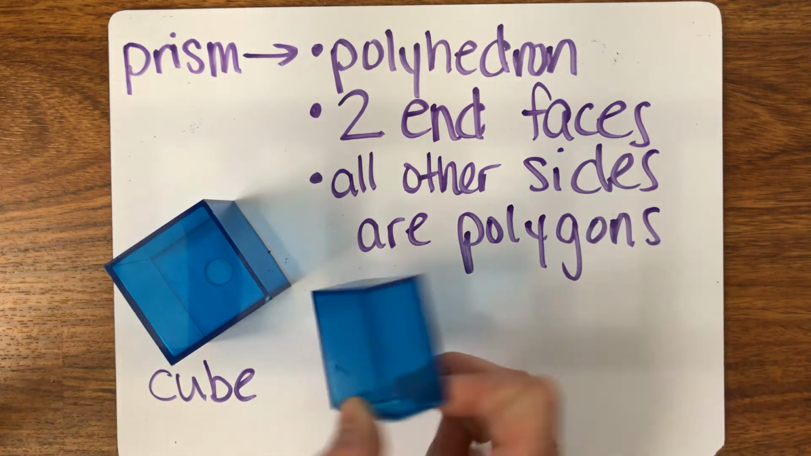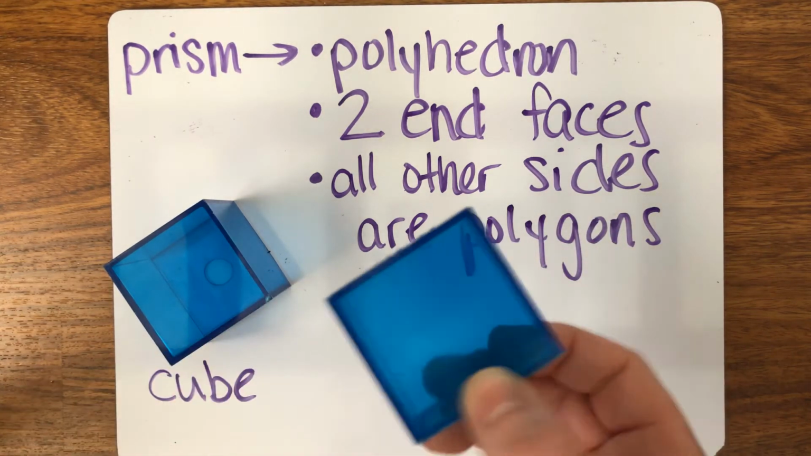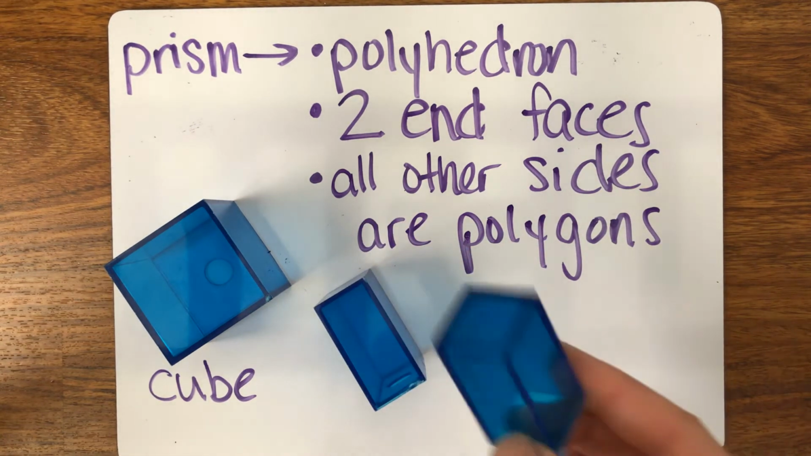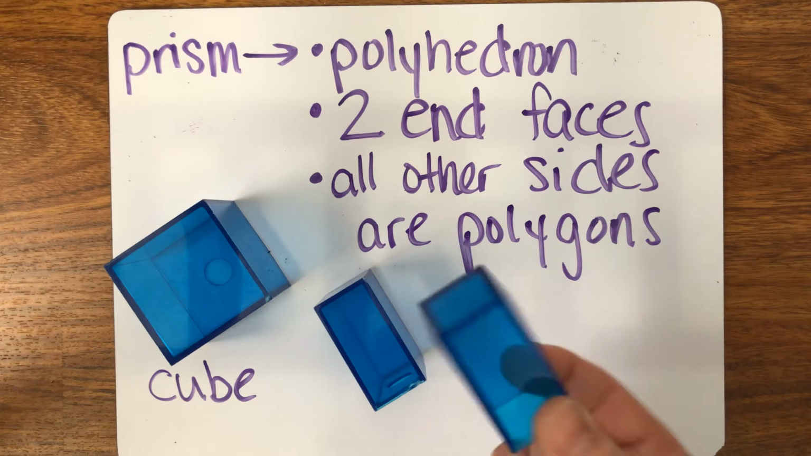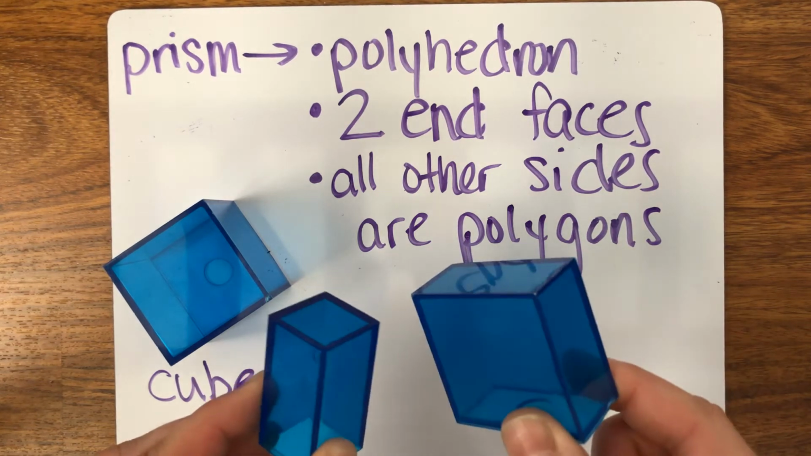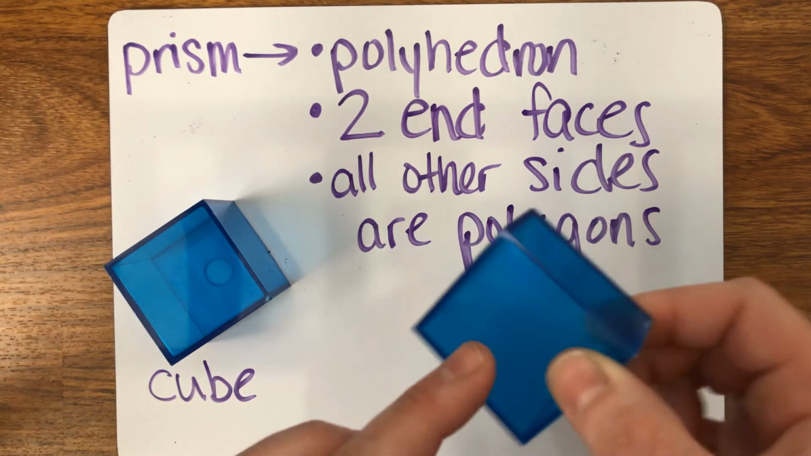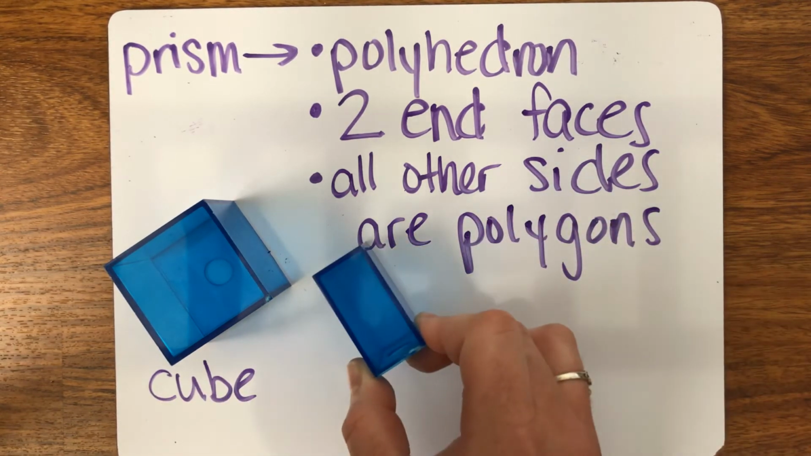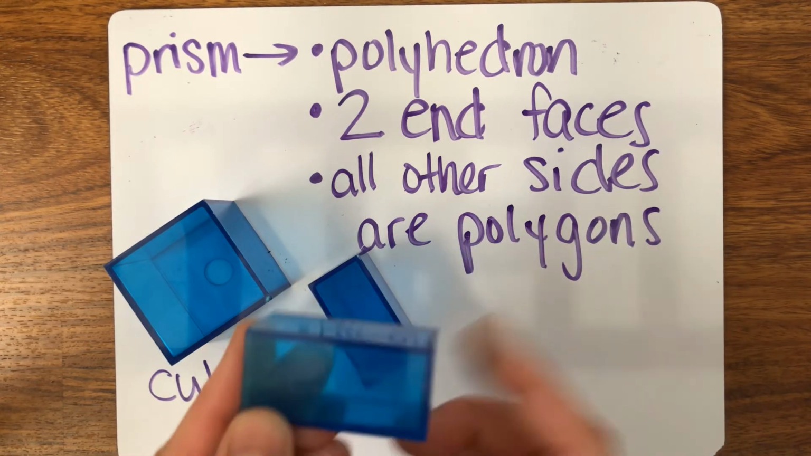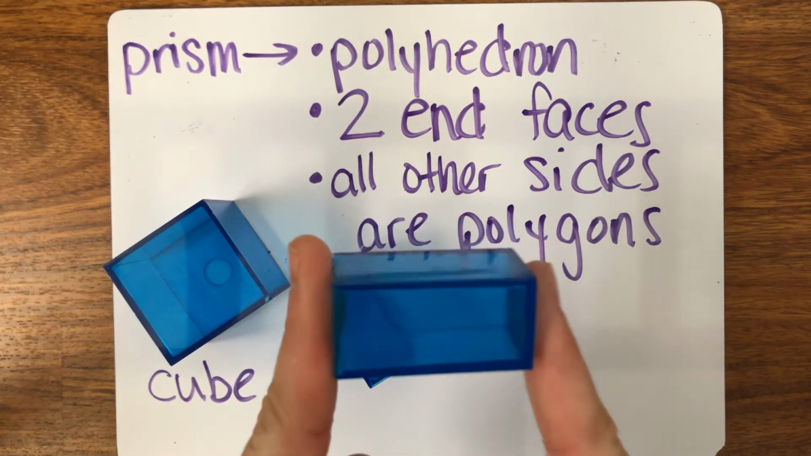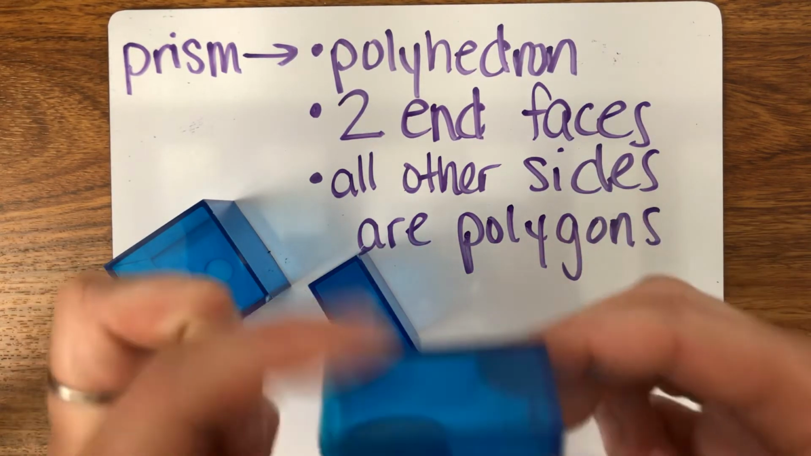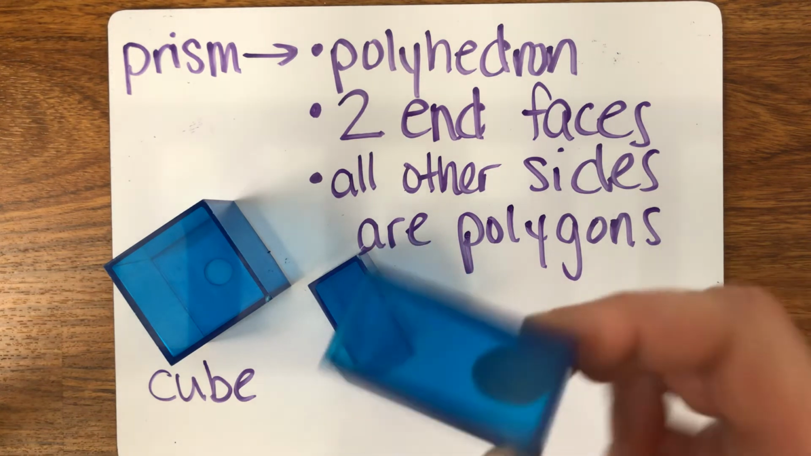So this is called a rectangular prism because it's made of rectangles. Now this is also an example of a rectangular prism, but it looks a little different than this one, okay? The two end faces on this one are here, while the two end faces on this one are right here and right here. Okay, these are the two end faces, and all the other ones are polygons or rectangles.